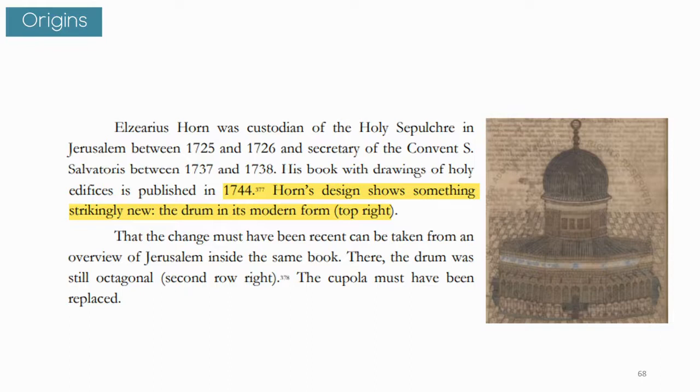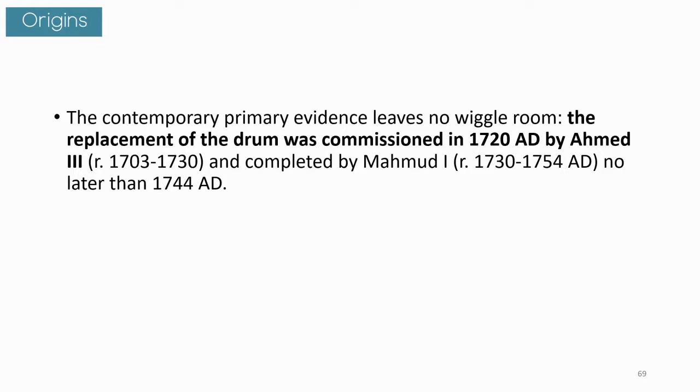The cupola must have been replaced, so around this time we have the change in the drum from octagonal to circular. So now we can pinpoint when that happened, which means any mosaics, any inscriptions that may be on the drum or even on the dome would have happened at that time. The contemporary primary evidence leaves no wriggle room. The replacement of the drum was commissioned in 1720 by Ahmed III and completed by Mahmud I, 1730 to 1754, no later than 1744 AD.